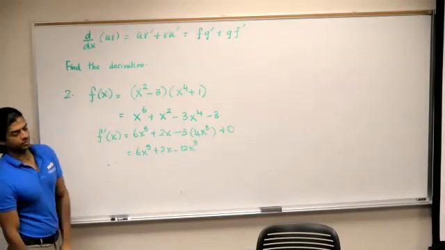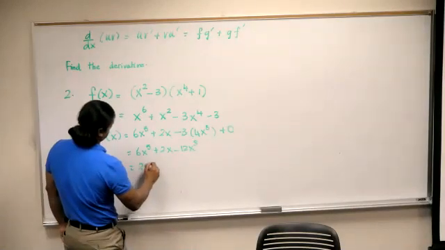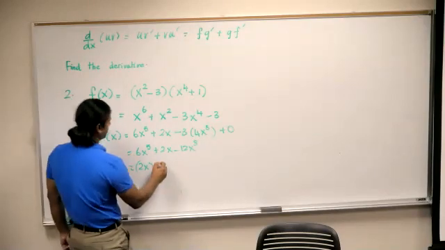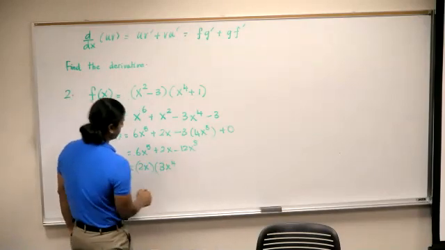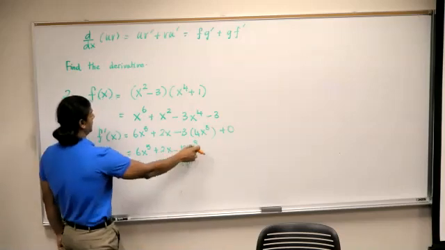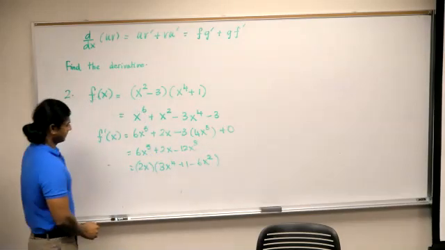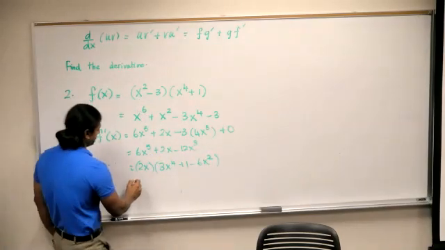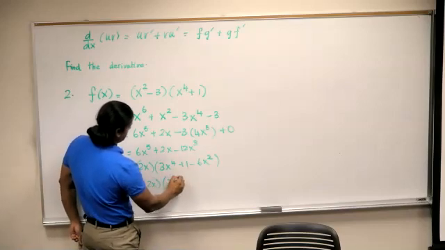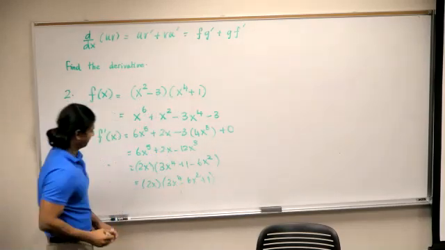What do we have in common? 2x. 6x^5, if 2x comes out, I'll have 3x^4. 2x plus 1. 2x comes out of that, minus 6x squared. And we always like to write a polynomial in decreasing powers of x. So let me be OCD and write it this way.